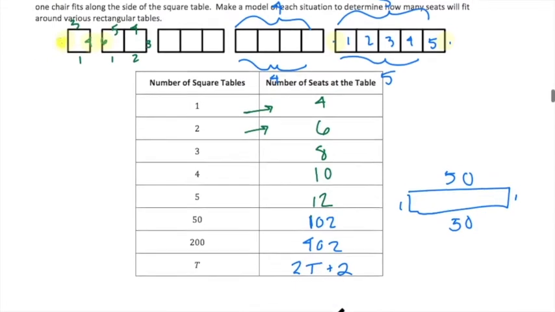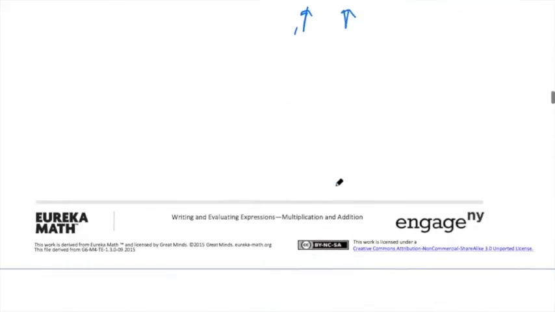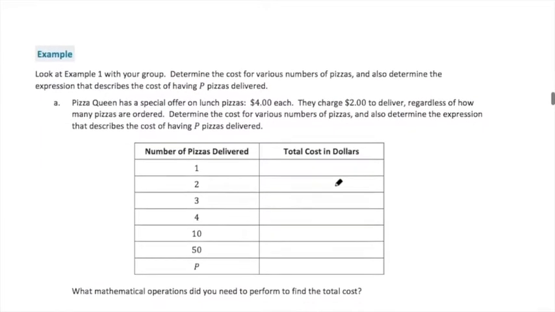We have as many chairs as there are tables once on top, once on bottom. That's multiplied by 2, and then we add 2. So multiply and add both happen in this kind of expression. Okay, let's look at another example.